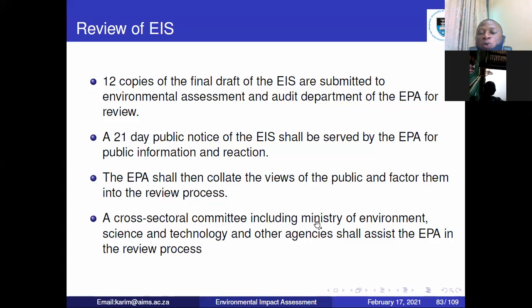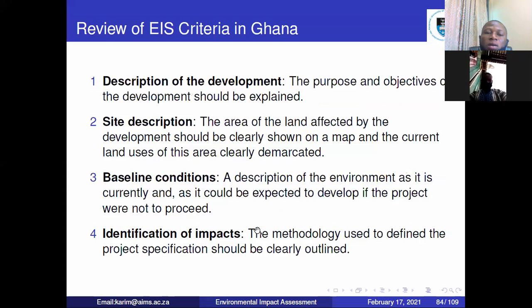So a cross-sectorial committee, including the Ministry of Environment, Science and Technology, and other agencies shall assist the Environmental Protection Agency in the review process. So the review criteria, what do they look out for? They will have to look for the description of the development. You have to describe your project. The site where you are going to put the project up, you have to describe it clearly.